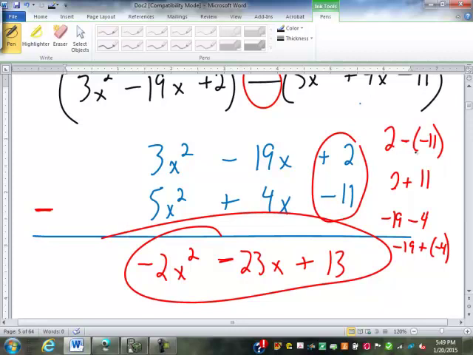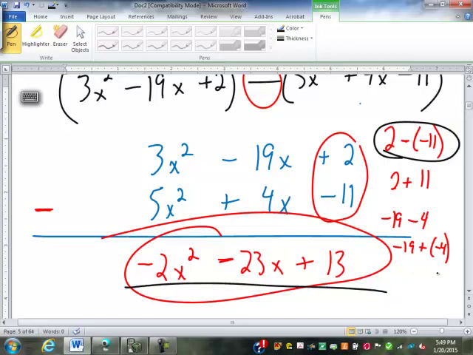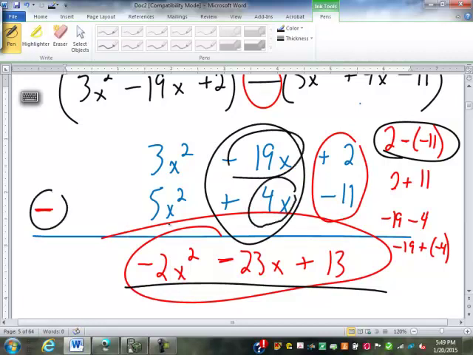That's the real trick: when you're subtracting, if there are negatives there, don't do subtraction. Change it into addition and work with it that way. Otherwise, this is probably in the top two things that I see people mess up, doing addition and subtraction with negative numbers. Yes? Where did you get negative 19 minus 4? Right there. It says negative 19x minus 4x.